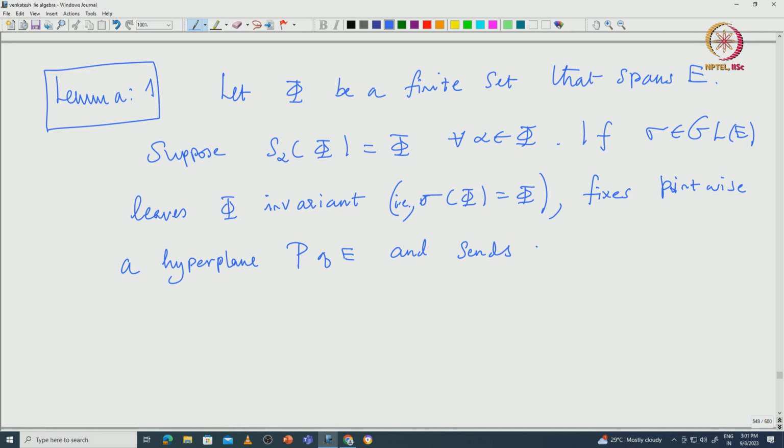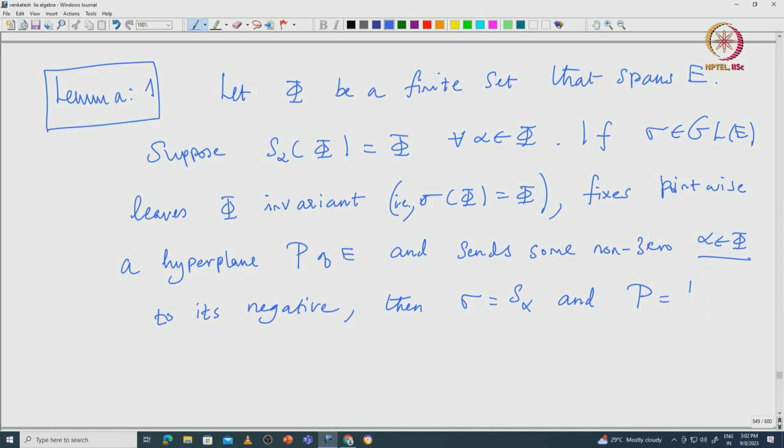So, it also sends some non-zero alpha in phi to its negative. Then we prove that this sigma must be S alpha for that particular alpha in phi, and the hyperplane P must also be equal to P alpha.